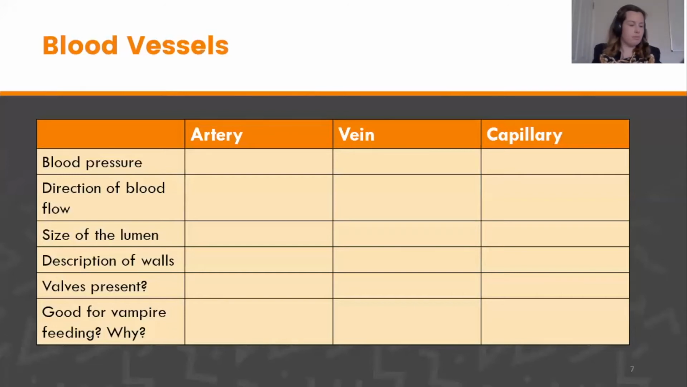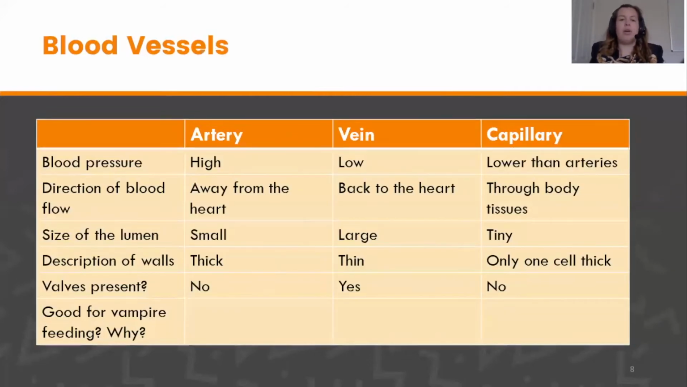Right, so we're going to go through the answers. If you've got any gaps, then you can add to it now, or if there's anything incorrect on your table, then make sure you correct it. So, as I say, you can use this for revision. So here we go. Arteries carry blood at high pressure. Veins carry blood at a low pressure, and capillaries have a lower pressure than the arteries.